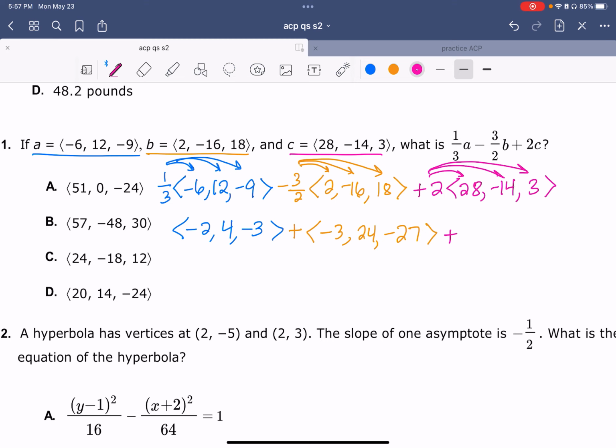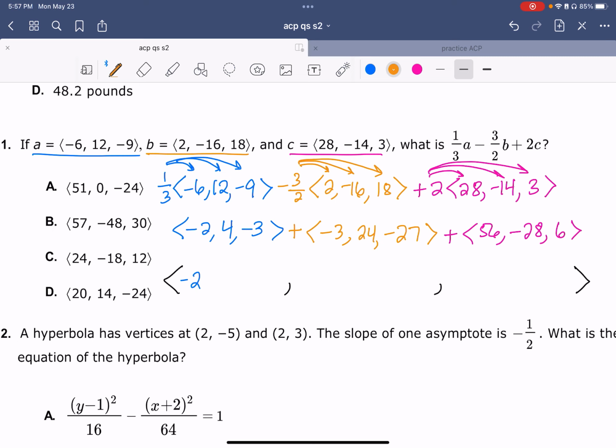And then multiply vector c by 2. So that's 56, -28, and 6. Now what you're going to do to get the final answer, you're going to have a three-part, like 3 vector things. You add all the first numbers of each, and then all the second numbers of each, and all the third numbers of each.